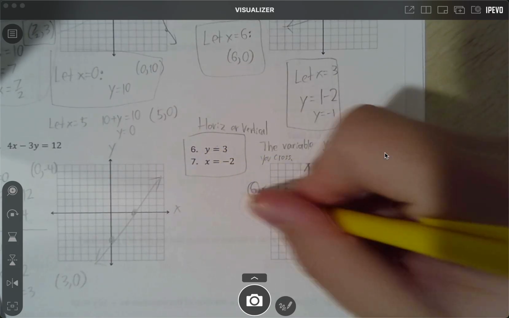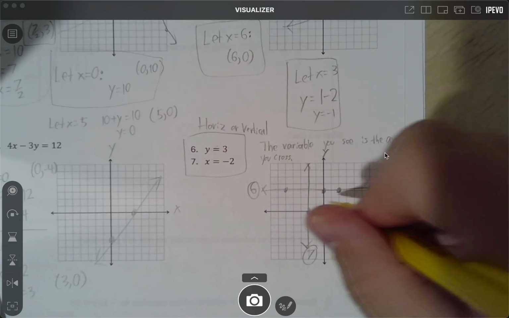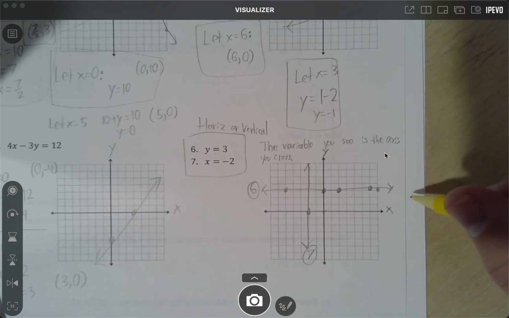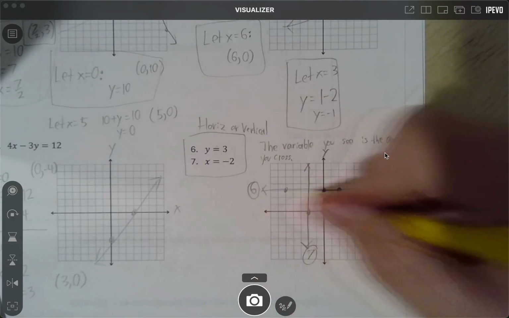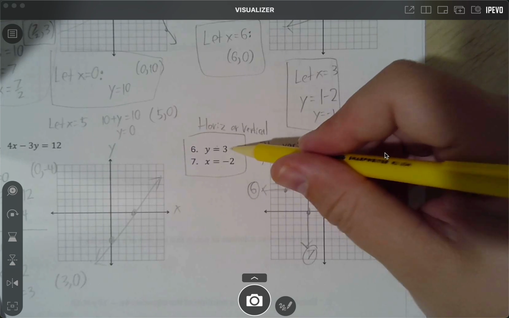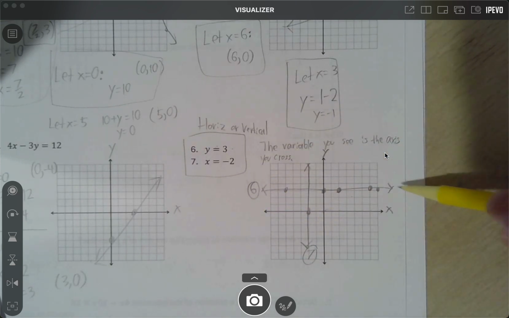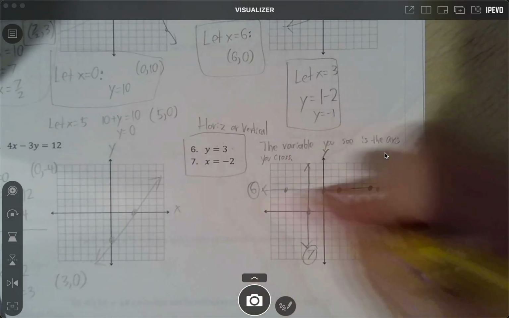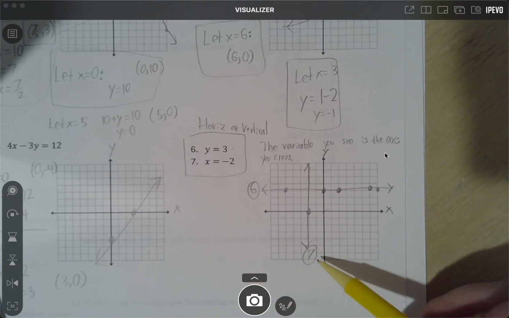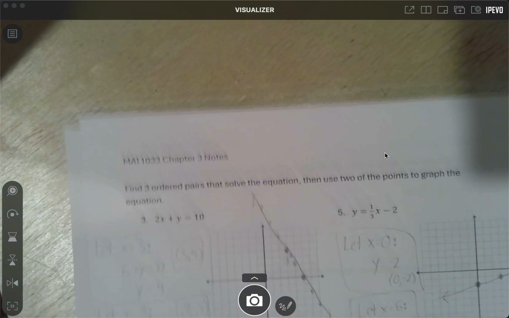It's the line where every y value is 3 and your x value doesn't matter, so to speak, because no matter what x you plug in, y is 3. That's why there's no x in this equation, because no matter what you plug in for x, you're always getting 3. You're a horizontal line. Same thing for 7, just a little bit of a different argument.